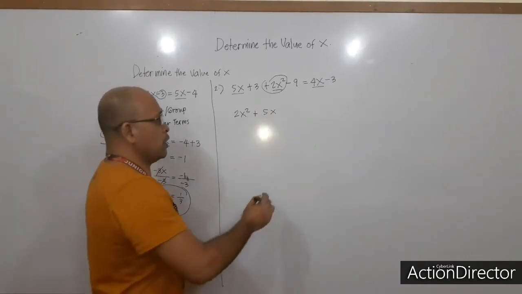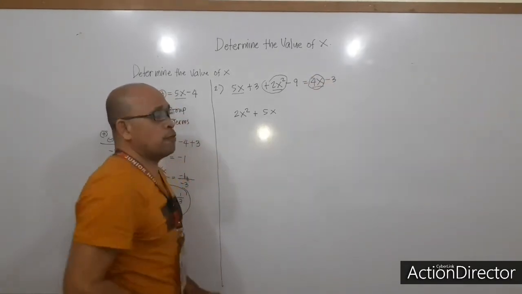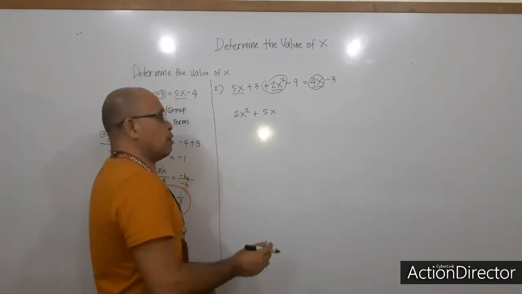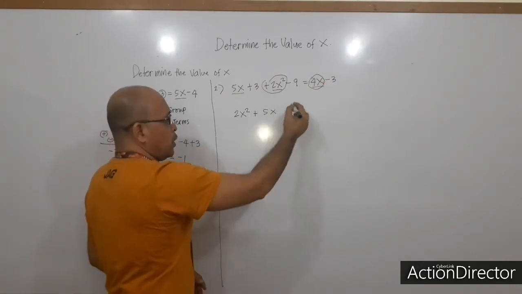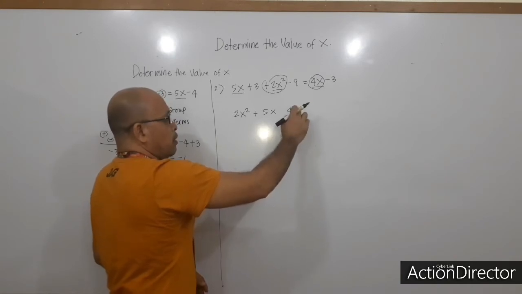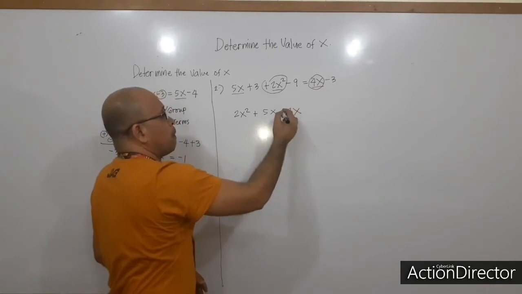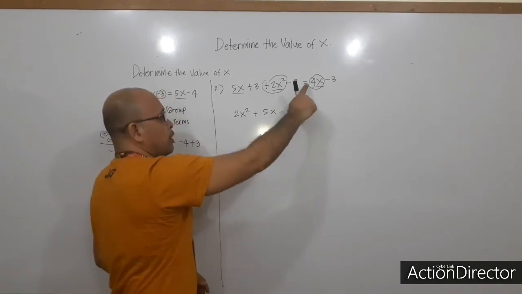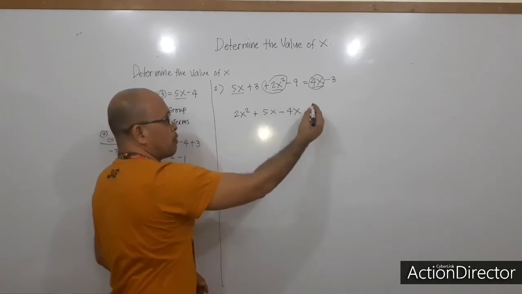Okay, so let's continue. Next, you are going to transpose 4x from this side to the other side. So this will be 4x, and since 4x is coming from the other side, it will become minus or negative, since from this side, 4x is positive.